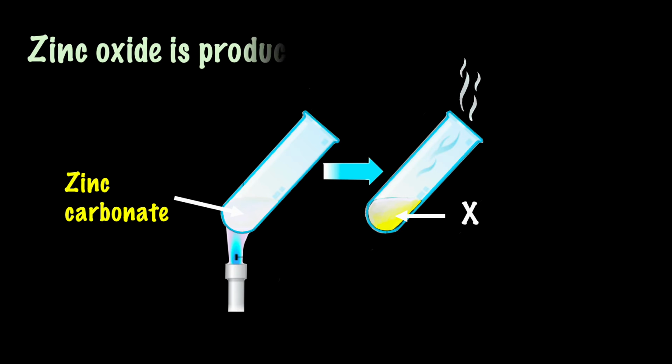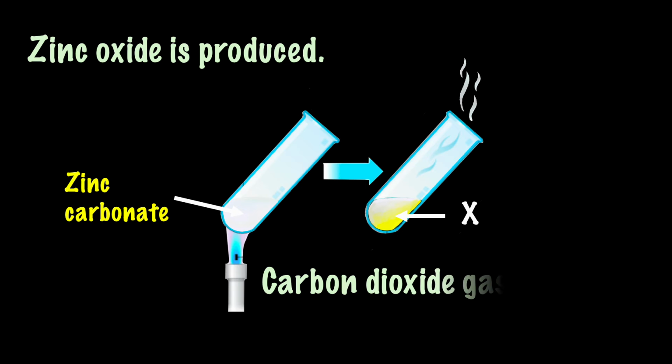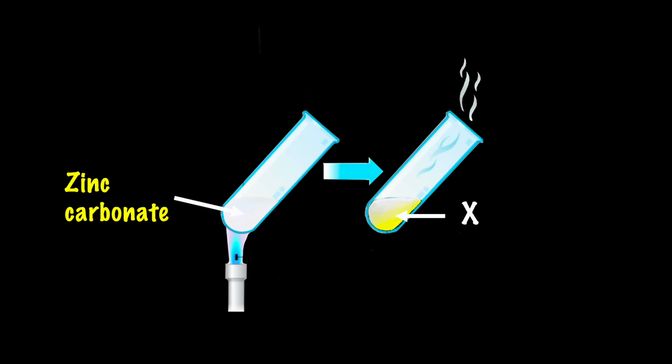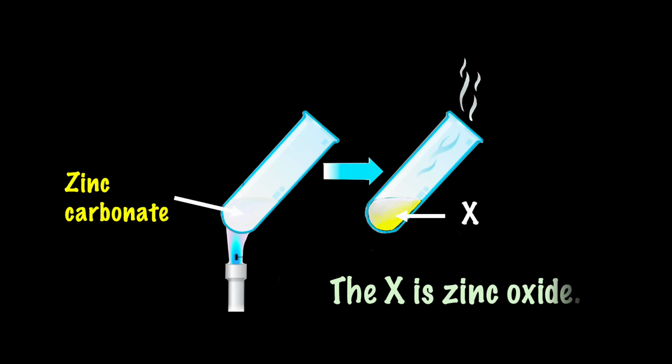Jika observation kamu tulis, zinc carbonate changes from white to yellow and then changes back to white again when turns cold, maka inference kamu perlu tulis, zinc oxide is produced. Jika observation kamu ialah colorless gas is released, maka inference kamu perlu tulis, carbon dioxide gas is released. Name the X. The X is zinc oxide.